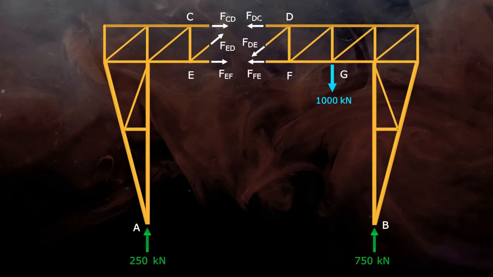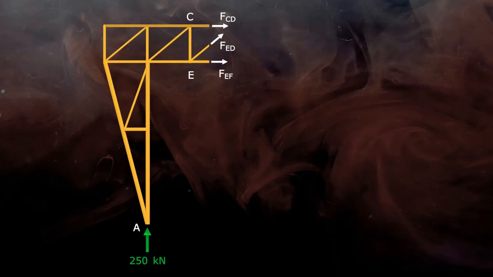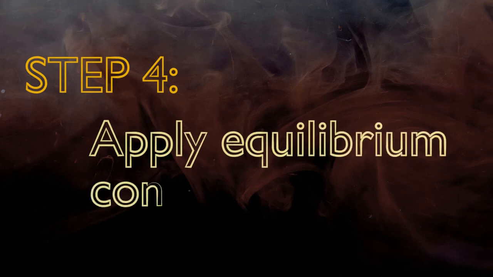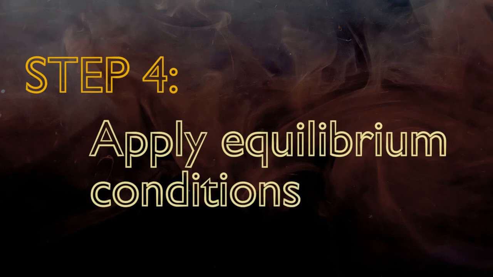Now select any of these two parts of the truss for analysis. The result will be the same for both parts, but to make the calculations less complicated, try to select the smaller part with fewer external forces. So let's select the left part for further analysis. So now find out all the unknown forces by using equilibrium equations.